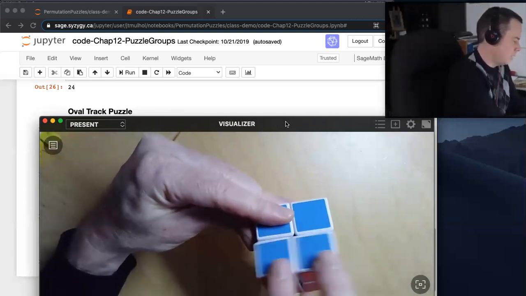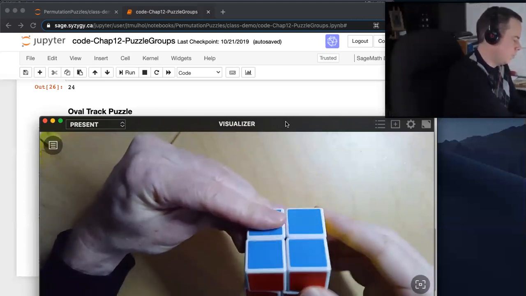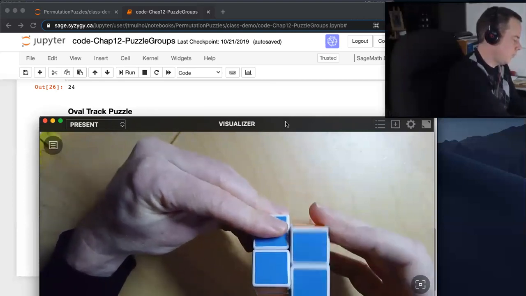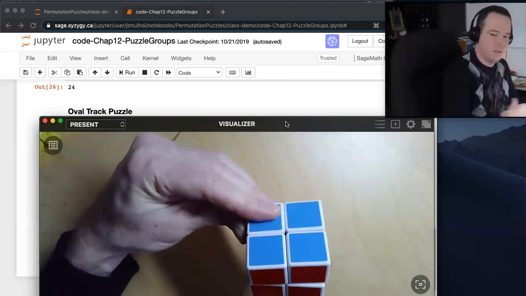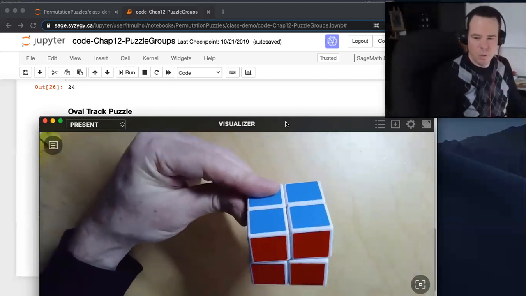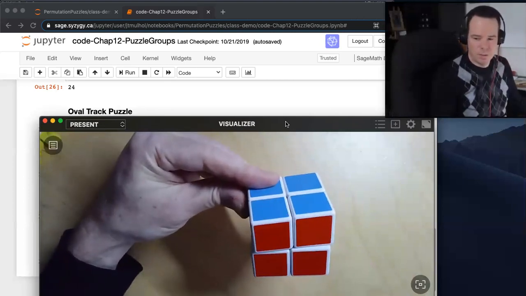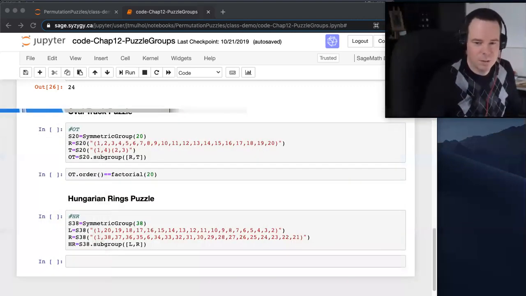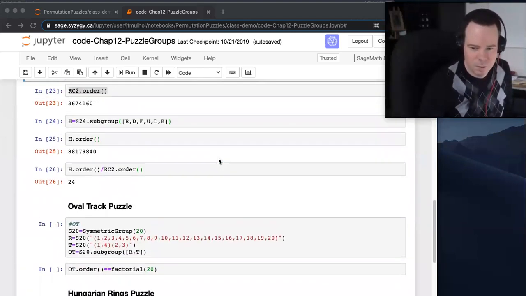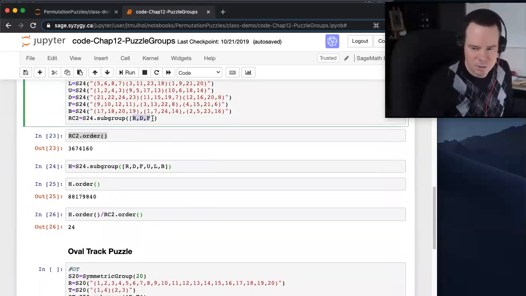So that means I could do front moves, I could do right moves, and I could do down moves. And those are precisely the three moves that keep the orientation of this cubie fixed. And those are the three moves then we use to generate all of RC3. So these are precisely the moves that kept one piece fixed.